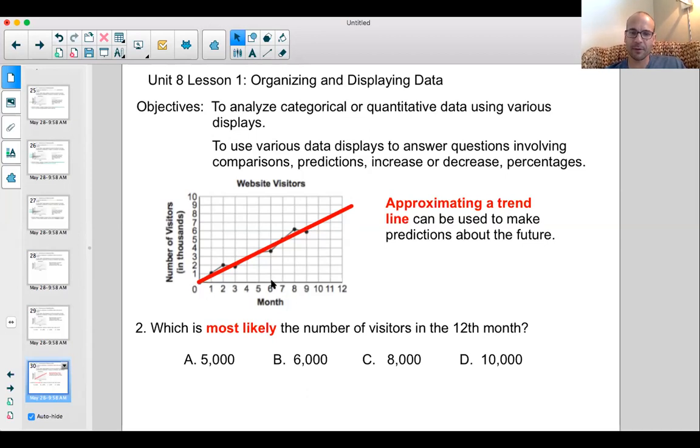Well, now I need to look 12 months in, and I don't have a dot there, but I have this trend line, and it would seem it's slightly above 8,000 visitors. And when I look at the choices I was given, 8,000 seems to be the one that makes the most sense. So I certainly didn't give you every type of example for every type of data display, but what I'm trying to encourage you with in this video is understand that data displays are going to show you categorical or quantitative data, and then the rest of the problem solving is sort of up to you and anything you've learned in any class or any life experience up until this point.